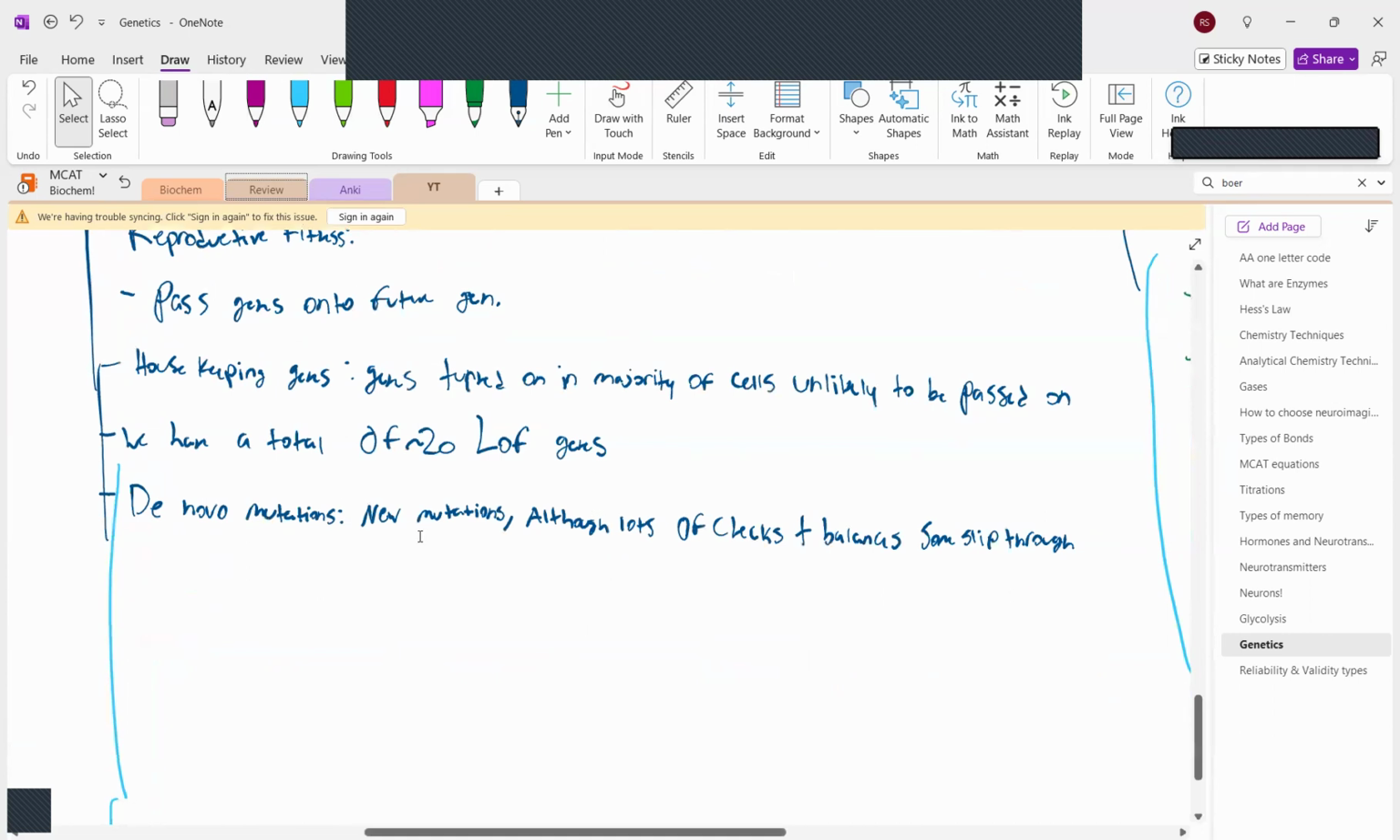Then I also want to talk about de novo mutations. These are new mutations. Although there are lots of checks and balances when we're encoding, like when you're first transcribing, there can still be new mutations. These can be rare, where that embryo won't survive until adulthood. For example, if both parents are totally healthy, they can still have an embryo which isn't healthy, like one with a heart murmur. Unfortunately, that embryo is not viable and it'll die in utero.